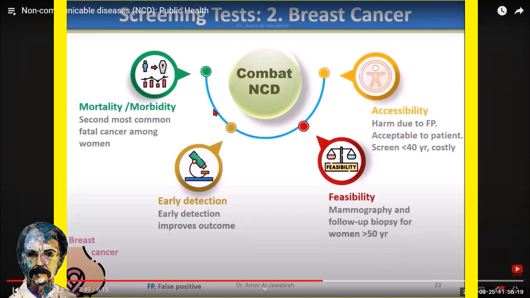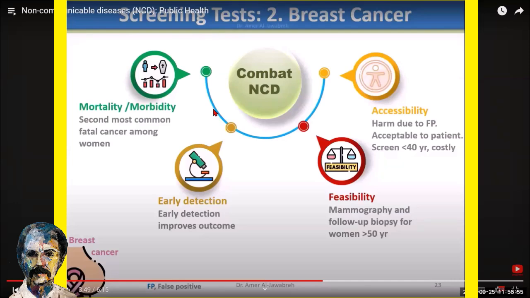Harm can be due to false positives. Imagine that you have been told that you have cancer, and in fact you don't. Imagine yourself going through chemotherapy or maybe a mastectomy, and everything was false. That's a problem. Acceptable to the patient: mammography is a little bit costly, especially if you are going to do the confirmatory test.